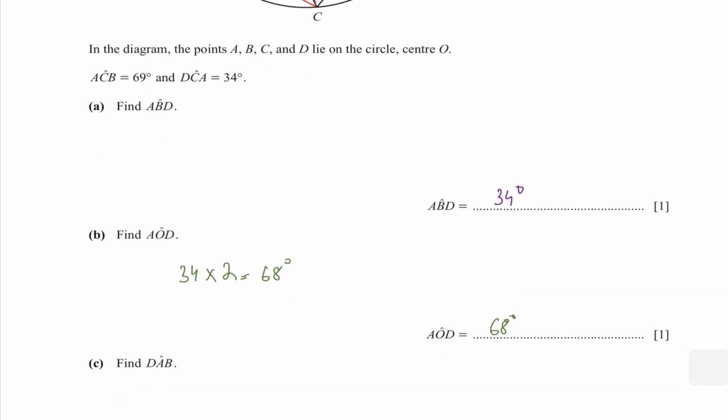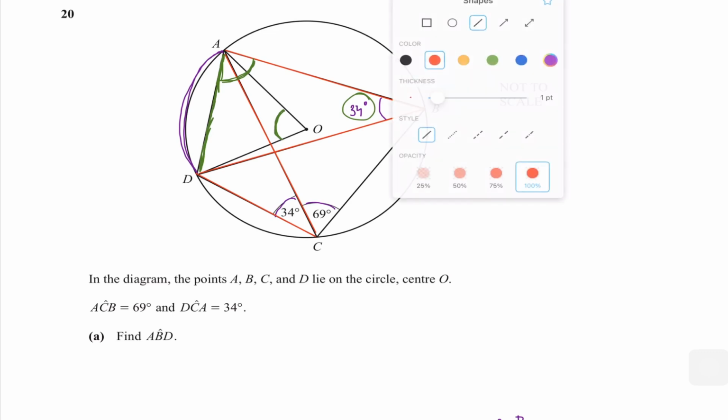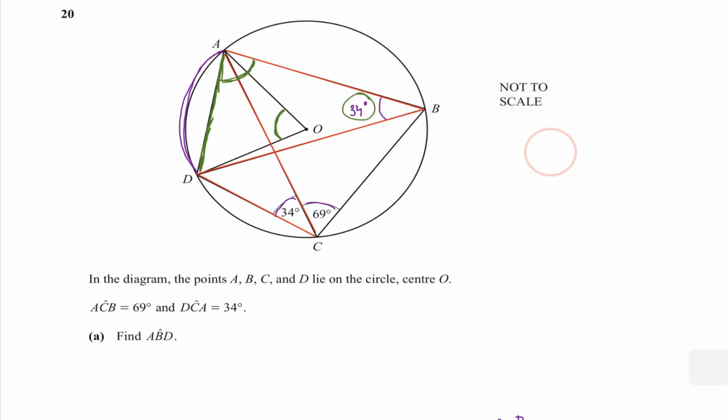The next angle is DAB. DAB is going to be this angle. For this, I'll have to consider ABCD as a cyclic quadrilateral. And what do we do when we have a cyclic quadrilateral? In a cyclic quadrilateral, the opposite angles are supplementary. What that basically means is that their sum is going to be 180.